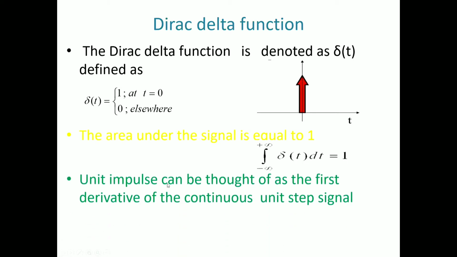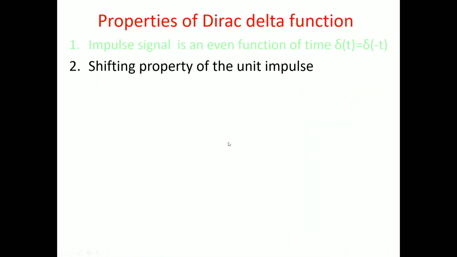Similarly, unit impulse can be thought of as the first derivative of the continuous unit step signal. That's what we have already derived in the previous slide. So delta t equal to d by dt of u of t. In general, I can write without using u delta t, I can directly write u of t. So here we have some properties of the Dirac delta function. The impulse signal is always an even function of time: delta t equal to delta minus t. So the mirror image of delta t is itself delta minus t.